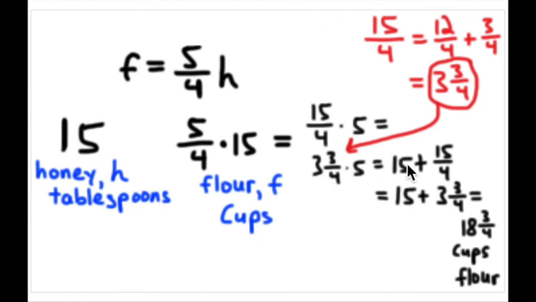5 times 3 is 15. 5 times 3/4 is 15/4. So now you're left with 15 plus 15/4, and we just changed that 15/4 to 3 3/4. Add them together, 15 plus 3 is 18 3/4 cups of flour. So this 3 3/4 is in fact 1/4 of 15. The 15 is 4/4, and then 1/4 more will give you 5/4 of 15. So keep thinking about it.